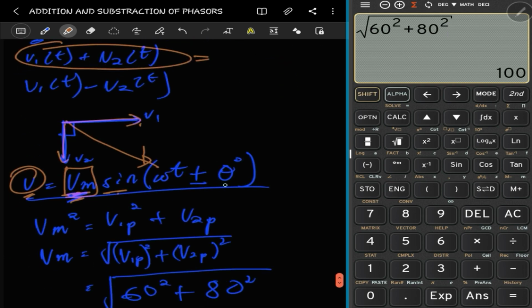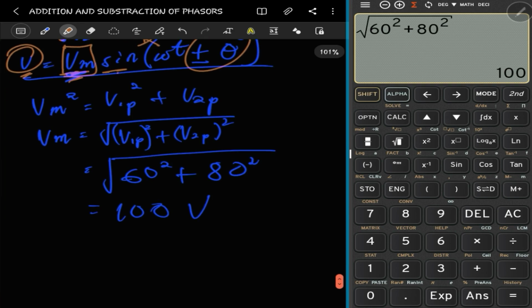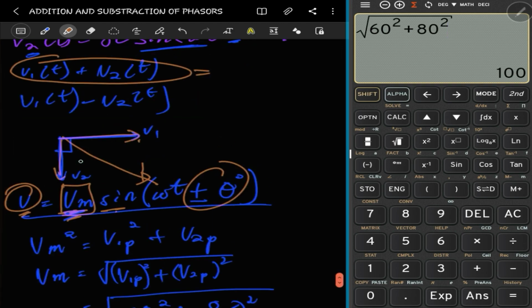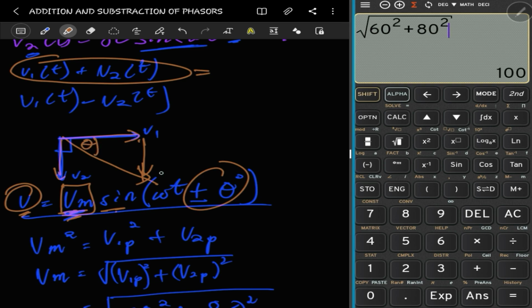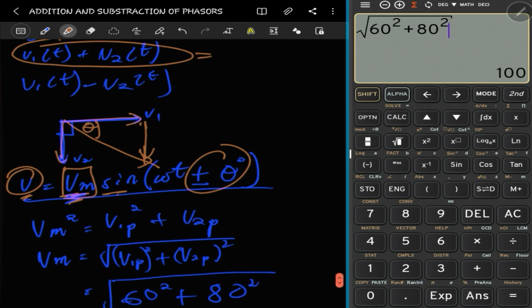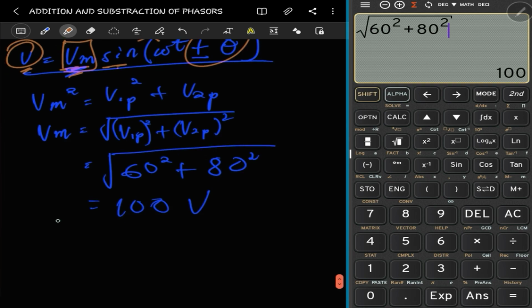The next thing to do is that we have to find this theta here. Whether it's a plus or minus, we don't know. We'll have to do that later. Okay, we'll get to that. So now that we know the Vm, we move on to the theta. The theta is done this way. It is clear that this V2 can appear by here, and then we get some kind of triangle here, and this is the angle that we have here. So this angle you can find using the tan.